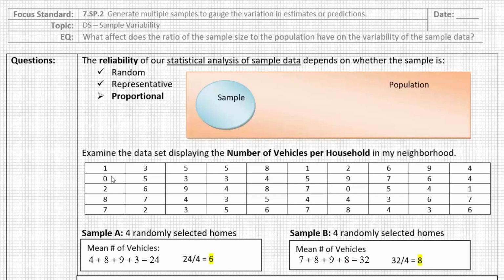Now, considering the lowest data point is 0 and the highest data point is 9, this is a pretty big spread of two numbers. So this was curious to me. So what I did is go ahead and do this a few more times until I had 10 samples of 4 randomly selected homes, and I calculated the mean of those. Let's go ahead and see what happened.